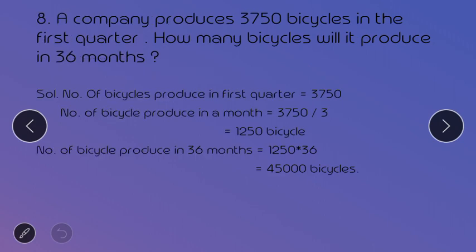A company produces 3,750 bicycles in the first quarter. Quarter means 3 months. So a company is producing 3,750 bicycles in 3 months. Now you have to find out how many bicycles it will produce in 36 months.